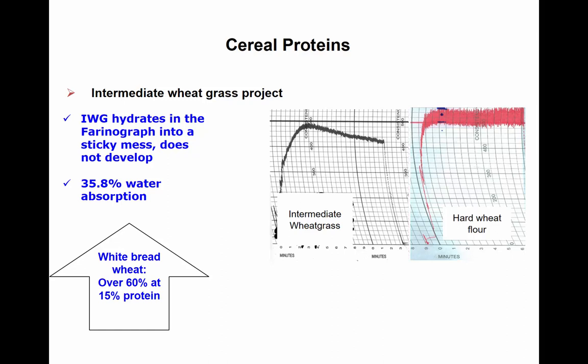There is a difference in protein content of the two. This flour has higher protein content. But it is higher because of albumins and globulins, not because of polymeric proteins. So it wasn't at 15% protein. This is just giving you a typical bread wheat. What would the absorption be at that particular protein concentration?